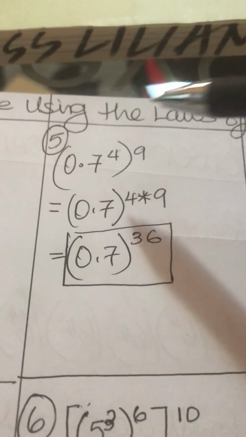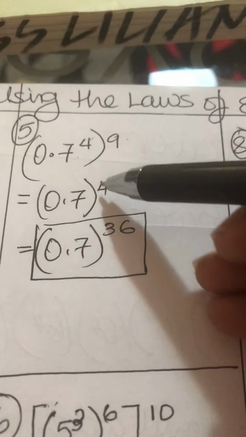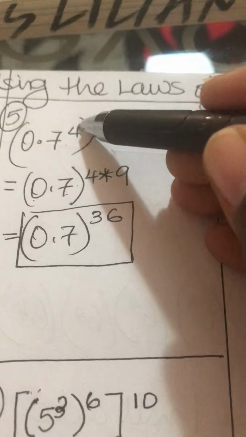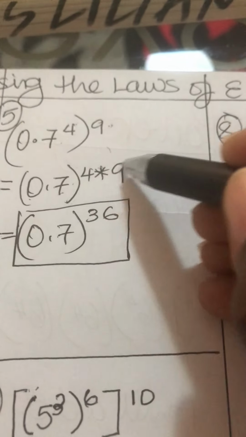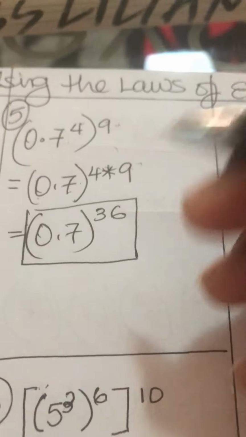So our base here is a decimal. 7/10 raised to the 4th power raised to the 9th power. So I'm going to put my base in the brackets, 7/10, and then I multiply my exponents. 4 times 9 is 36, and my base is still 7/10.